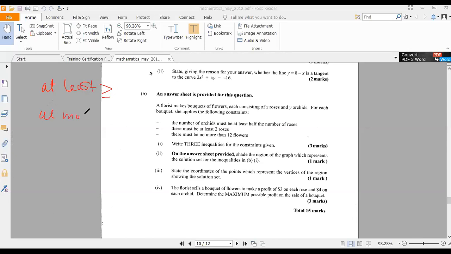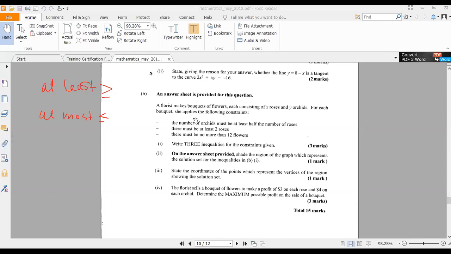At most is what? Less than what? Less than or equal to. Right? Less than or equal to. So we need to know those, we need to know these two things very well, right?